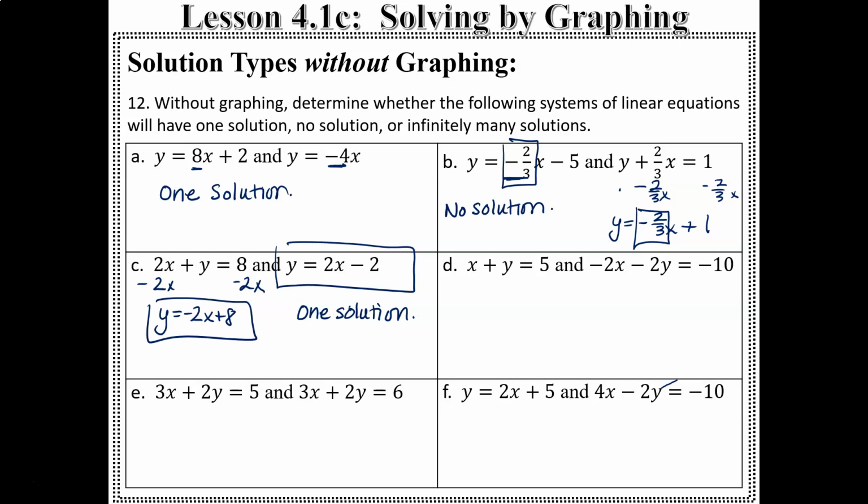D, we got some work to do. We're going to have to subtract x from both sides. So I have y equals negative x plus 5. That's one of them. And here, I'm adding 2x to each side. We got to get this in slope-intercept form. I have negative 2y equals negative 2x plus 10. I'm going to divide everything by negative 2.